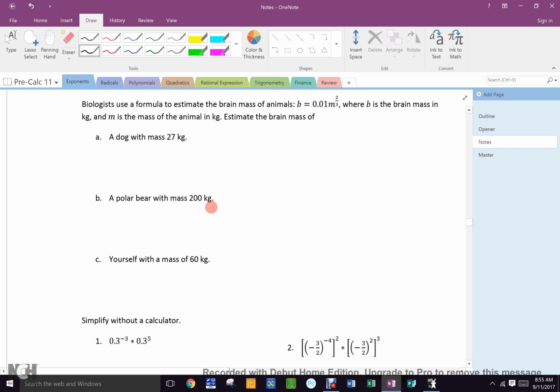I'm not going to do these 3. I'm going to ask you to do them yourselves, but not right now. I'm just going to point something out to you. The formula is this. The m is the mass. So where does that 27 go? It goes right there, right? Now remember to do it properly. Are you going to do 27 to the 2/3, or are you going to hit 0.01 first in your calculator? What's the first thing you got to do in this question?